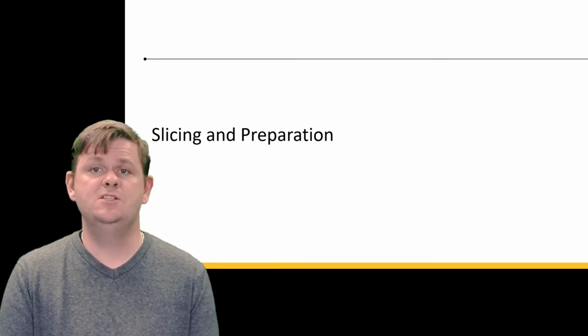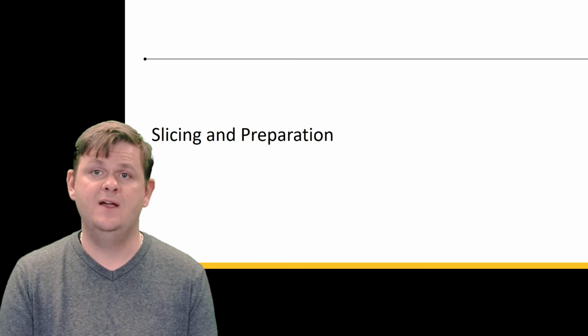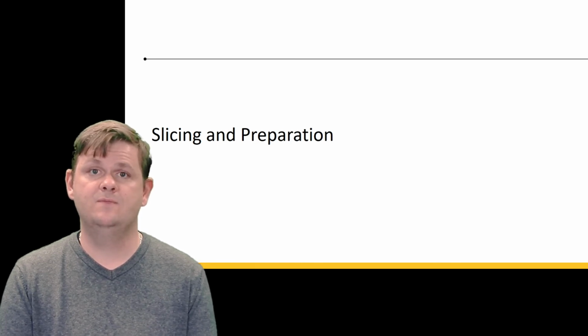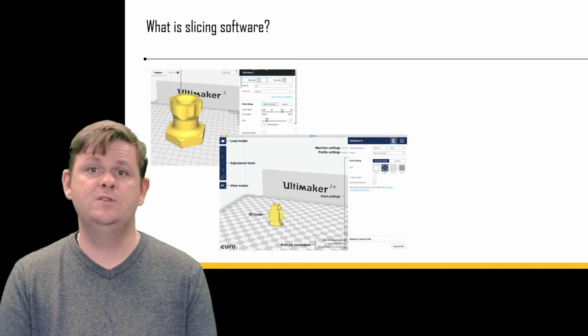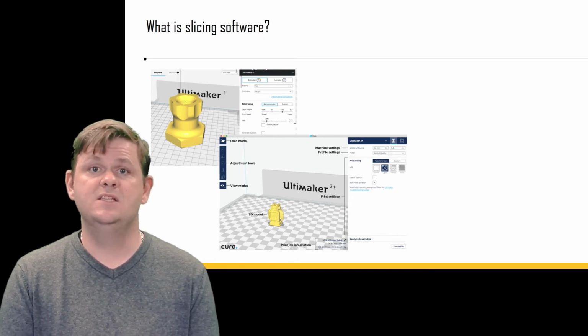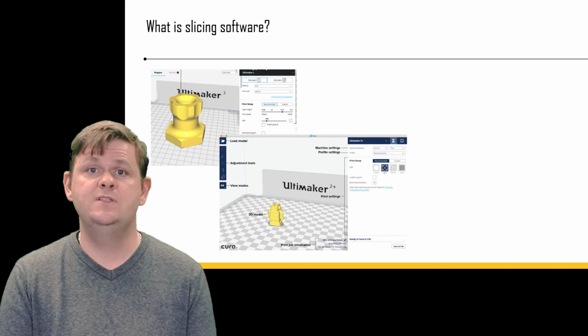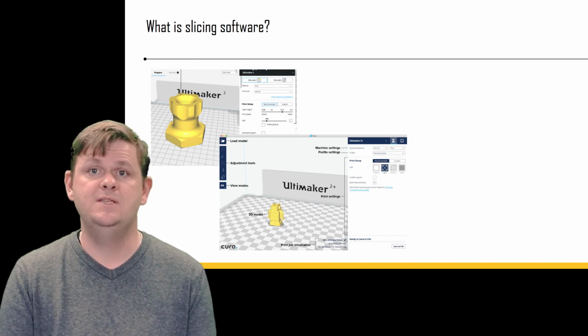So what is slicing software, and how do we prepare a CAD file for 3D print? Slicing software converts an STL file exported from CAD into G-code, slicing the part into hundreds of layers and converting it into a language the 3D printer can understand. The resulting G-code instructs the 3D printer how to operate, dictating movements, material flow and temperatures.